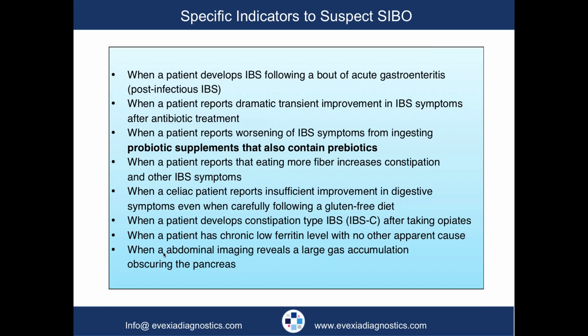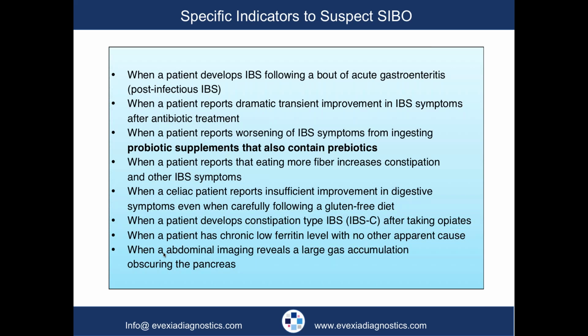And if a patient reports dramatic transient improvement, meaning temporary improvement, if they're given antibiotic treatment, right? The patient says, you know what, I felt better. I had a cold or a flu, and I wound up getting some antibiotics, natural or pharmaceutical. You know what, my stomach started feeling a little bit better. There's your sign. Because what happened is that the antibiotics, natural or pharmaceutical, knock the overgrowth down, albeit temporarily. If they could say that they felt a little bit better, there's your suspicion, a very specific indicator for SIBO.